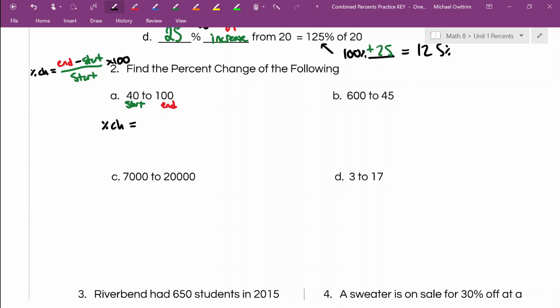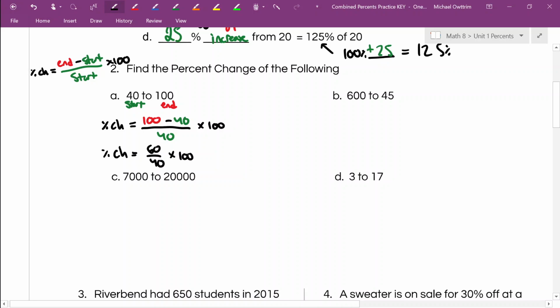We're going to do end of 100, subtract our start of 40, divide by our start of 40, and then times that by 100. So when we do that calculation, 100 take away 40 on top is 60. 60 out of 40 would simplify down to 3 halves, which is 1.5 as a decimal, and 1.5 times 100 is 150%. Since that's positive, it's going to be a 150% increase.